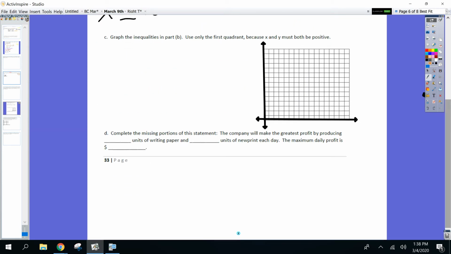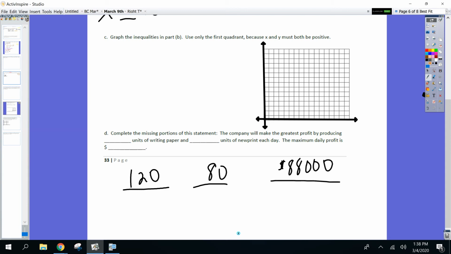The answer for this one, ready? 120, 80, and $88,000. Okay. Good.